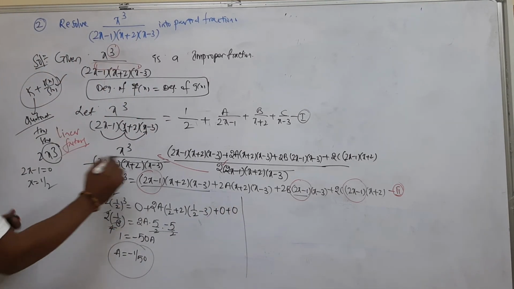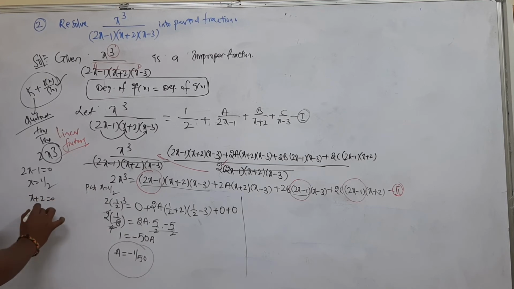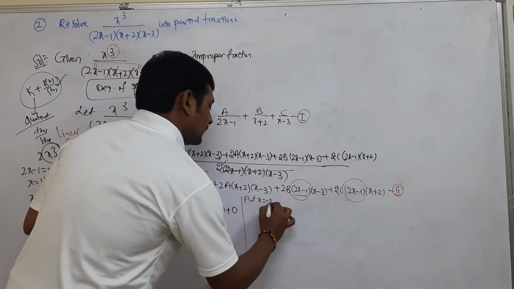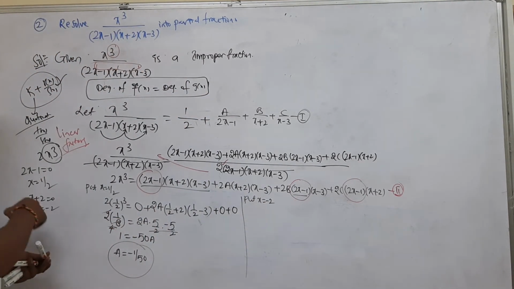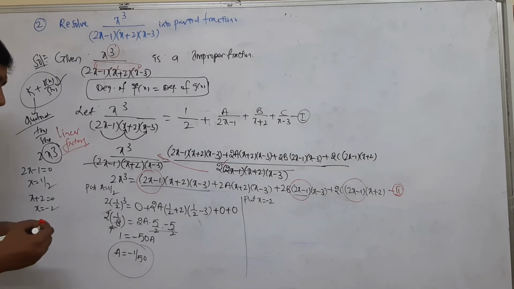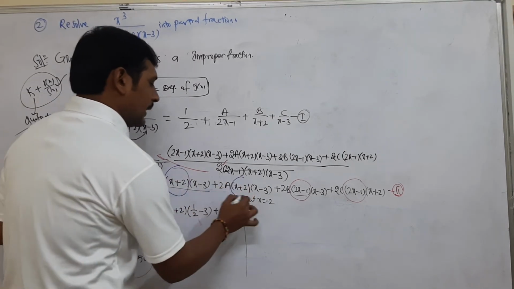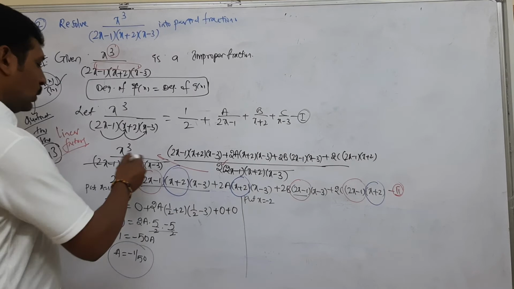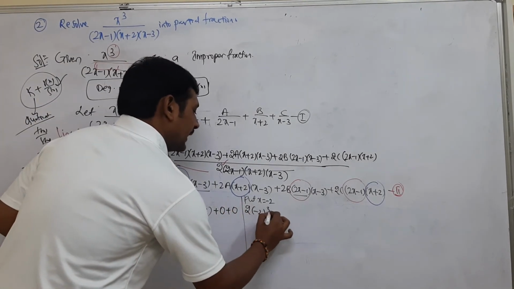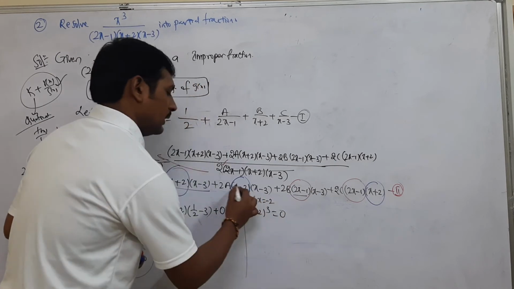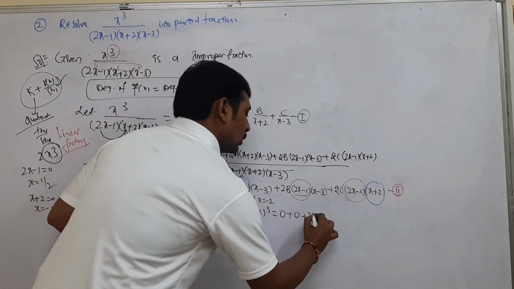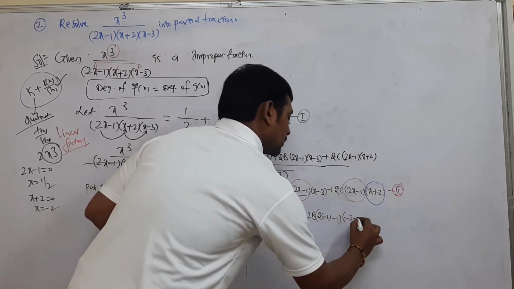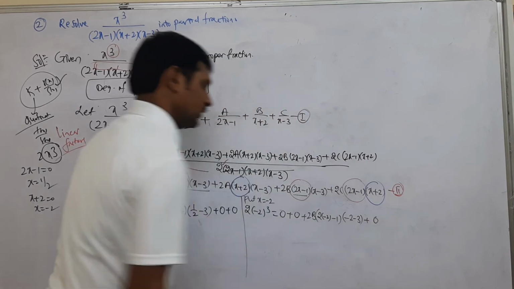What is the second one? Second one is x plus 2. x plus 2 equal to 0 means x value is minus 2. So just let us replace x value with minus 2. Again, because of x plus 2, wherever x plus 2 is present, that value becomes zero. Just we need to replace in the other. What are the other values? 2 into minus 2 cube. So this is 0 and this is 0 plus 2b into 2 into minus 2 minus 1, minus 2 minus 3, and this is 0.